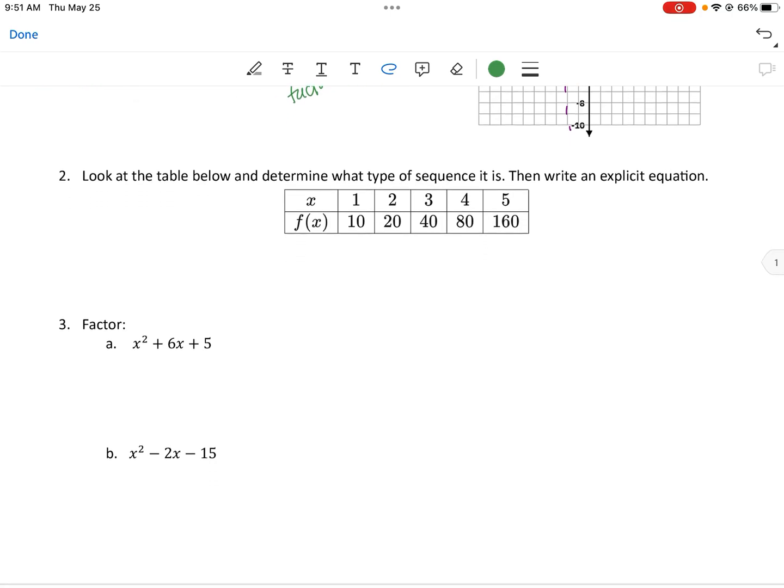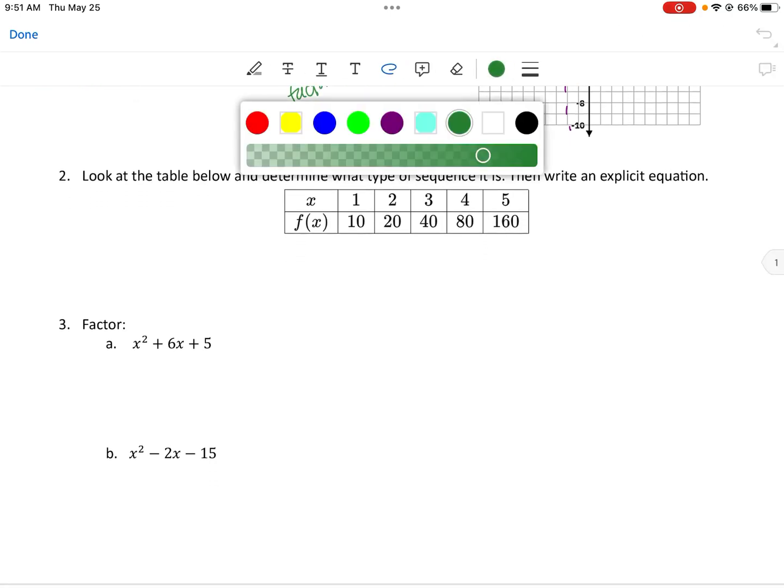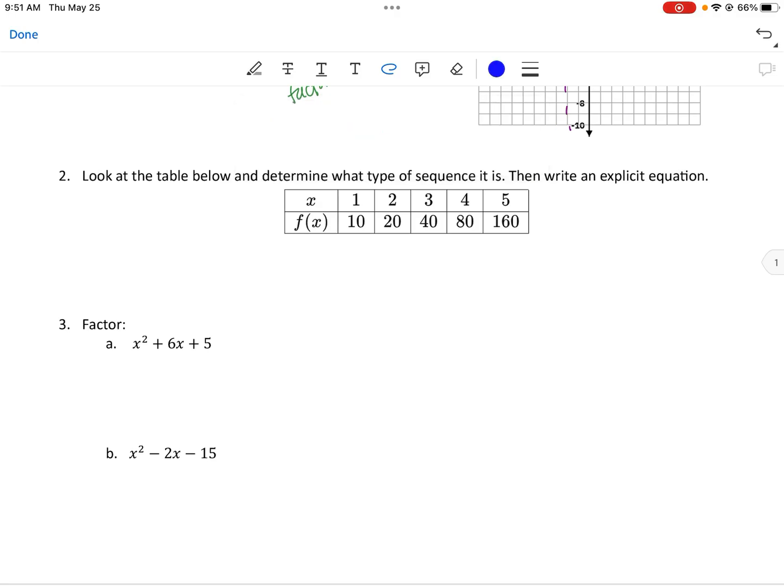Okay, let's look at the table below and determine what type of sequence it is. So we have to decide: are we adding, are we multiplying? Is there maybe the same first difference, or the same second difference? In this case, even if you thought it was adding 10, when you do 20 plus 10, we're not getting 40, so we're multiplying by 2. So therefore, this is an exponential type of equation, and that's because it has the same ratio of 2, right? It's multiplying here.